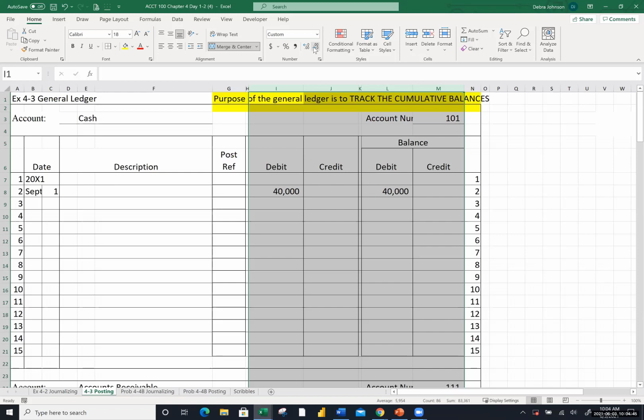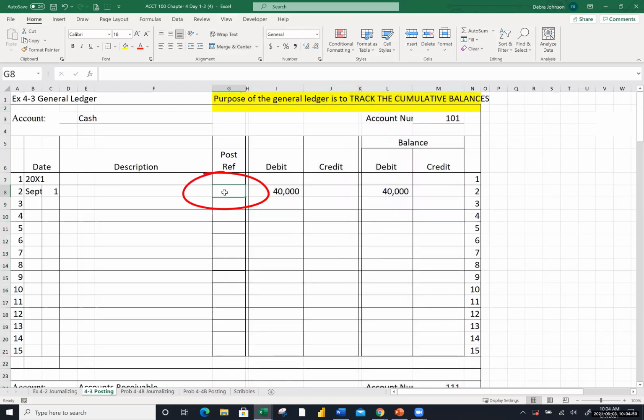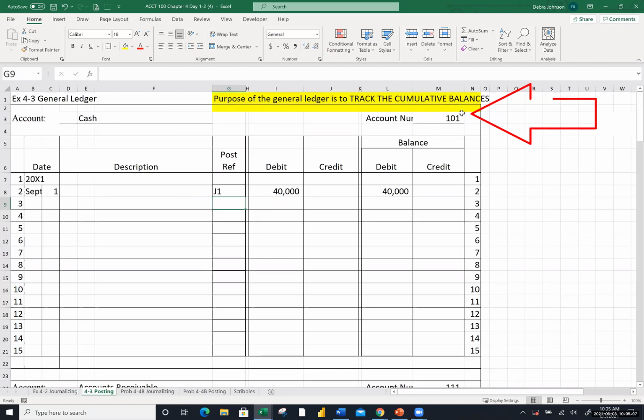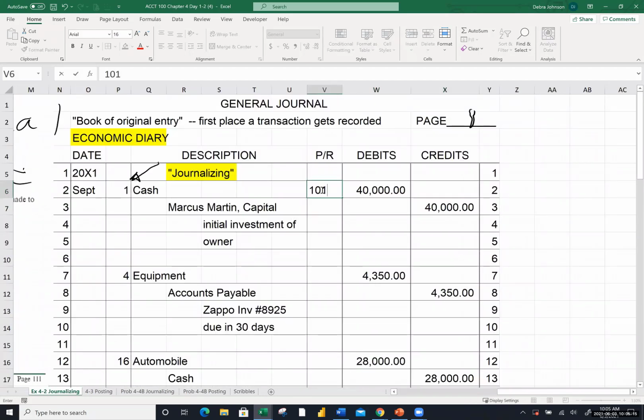Here's where the cross-reference comes in, the post-reference, which Ulysses asked about earlier. On the ledger over here, you put in J for journal and what page number that transaction came from. That came from the journal, page 1. And then back in the journal, we're going to put this account number. He asked, what's that PR for? Back over on the journal, I'm going to put account 101. So it's going to look like this. That means I have posted that line of that transaction over to the ledger. Where did it go? It went to account 101.